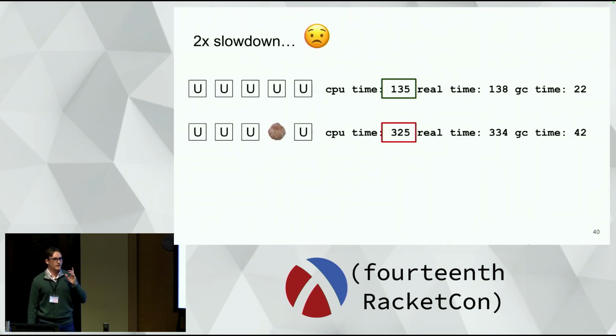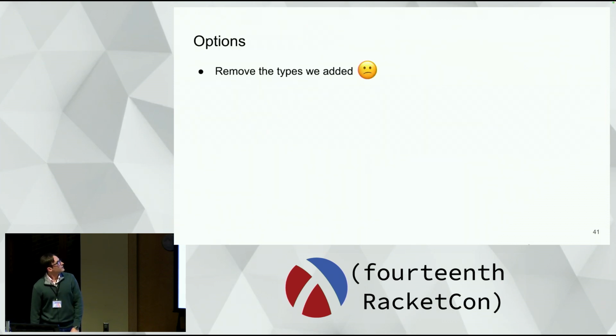So let's use the contract profile tool. Oh wait, sorry. Okay, so first, what are our options if we're in this situation? Our first option is we can remove the types that we've added, but if we had actually added those types, it would have represented a lot of work and time that we put into doing that, and we don't want to do that.